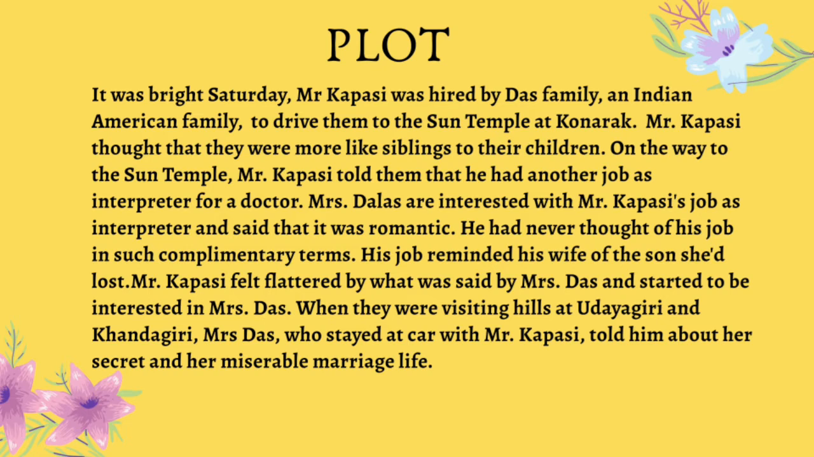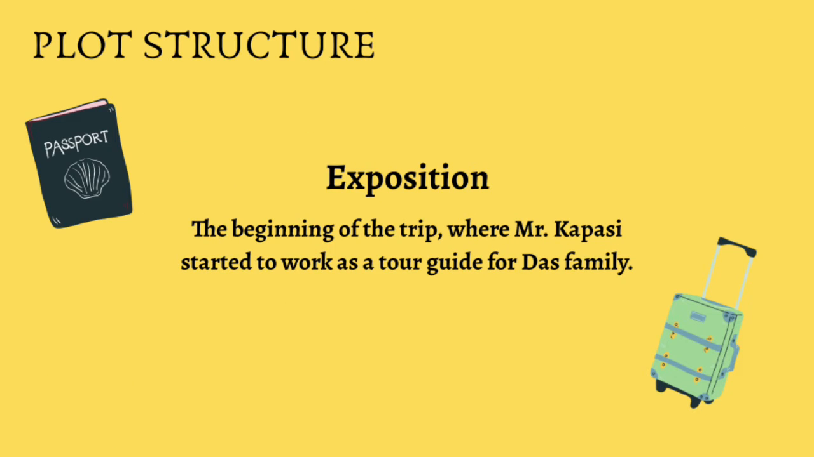Next is exposition. Exposition is a literary device used to introduce background information about events, settings, characters, or other elements of a work to the audience or readers. The exposition of this story is at the beginning of the trip, where Mr. Kapasi started to work as a tour guide for the Das family.